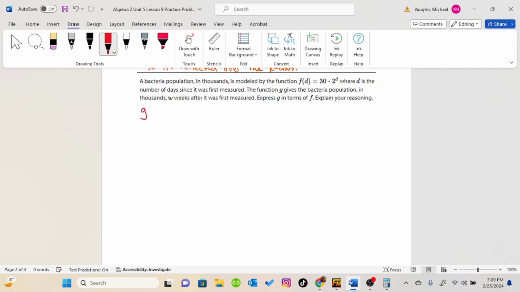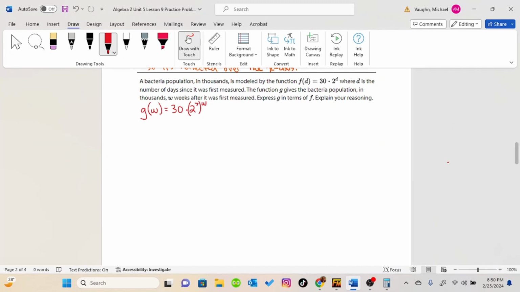First, we now have g of w, and we can either say that the original equation, 30 times 2 to the power of d, there are 7 days in a week. So we can change d to 7. Then we can put this factor and exponent in parentheses, and we can raise that to our new input, w, which is the number of weeks.